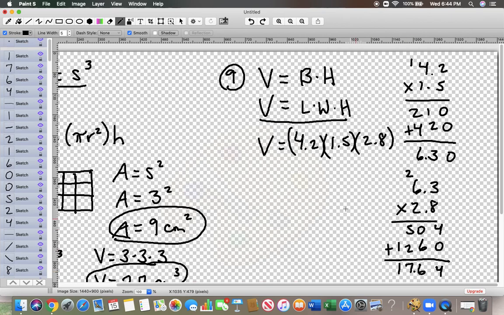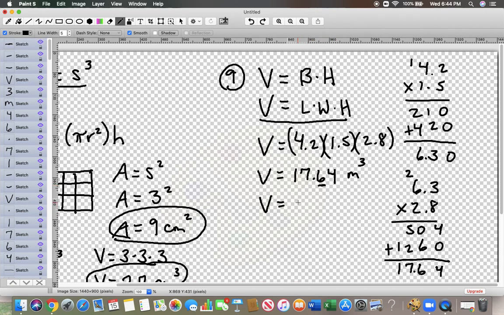And I've got 2 decimal places. Therefore, the volume of this rectangular prism is 17.64. What are my units? Meters cubed. The directions say round any decimal answers to the nearest tenth. So I need to round 17.64.